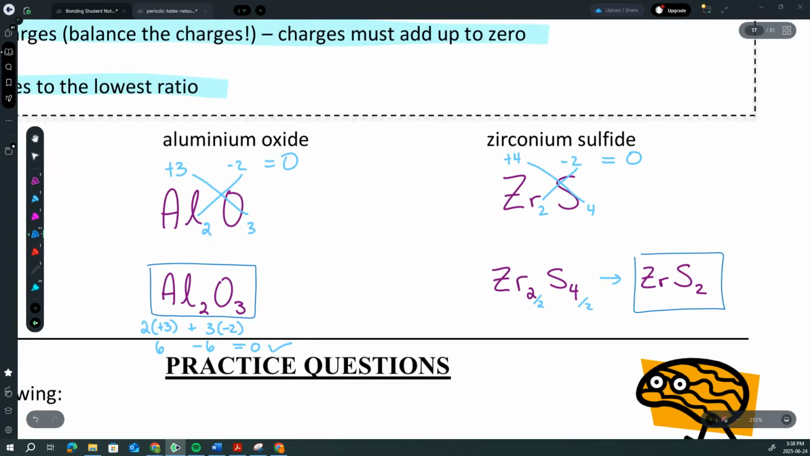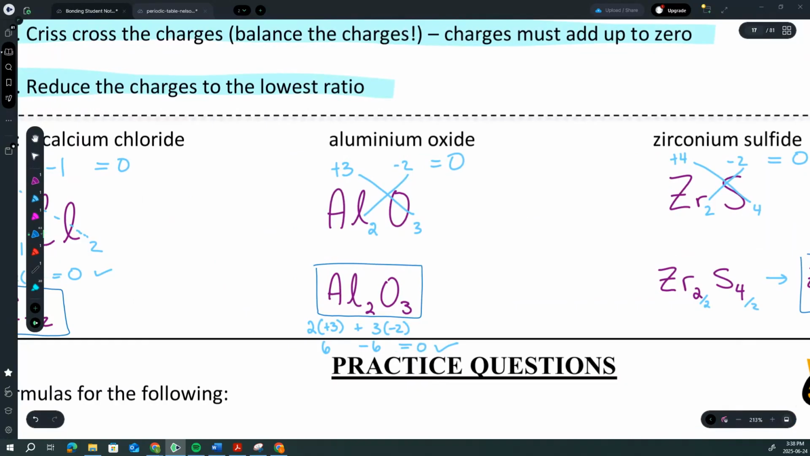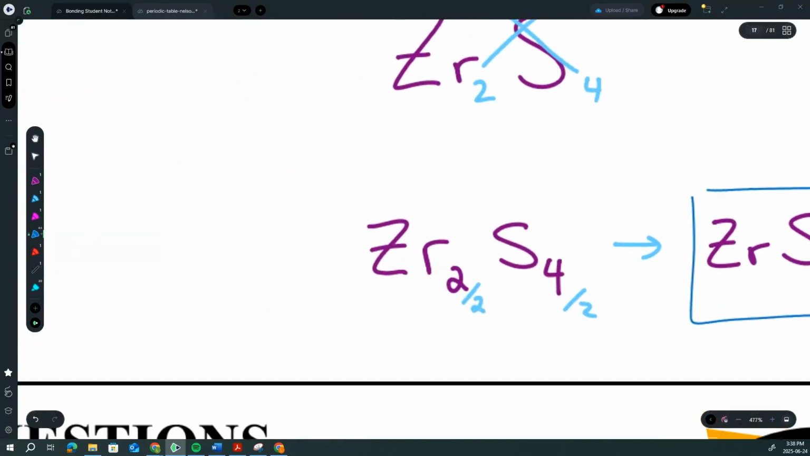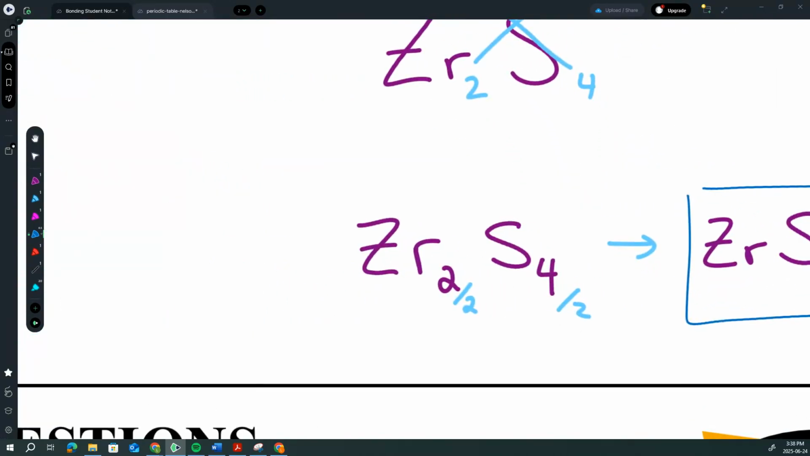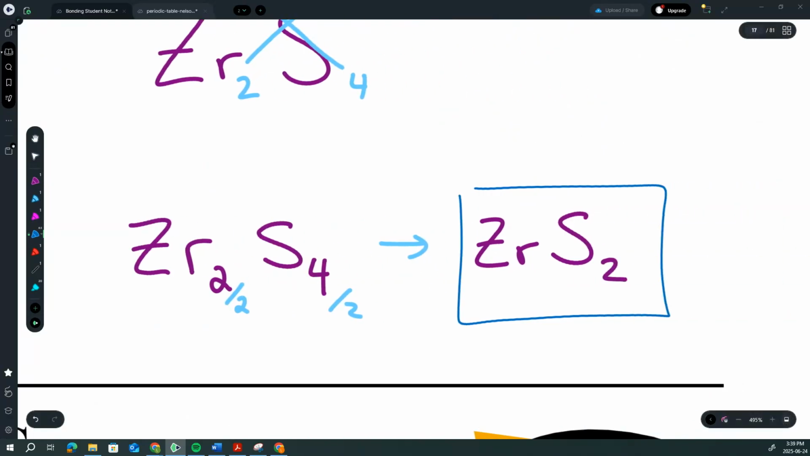Okay, so for checking to make sure your compound always has the lowest ratio, you're just asking, can both of the numbers that represent how many atoms of each element there are, can those numbers be divided by a certain number and still give you whole numbers after division occurs? If yes, then make sure you do so that you get the lowest ratios.